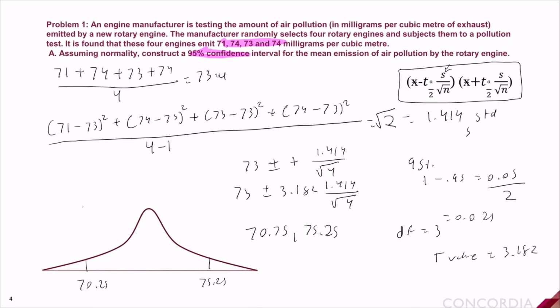Which simply means we are 95% sure that the true mean is between 70.75 and 75.25. Let us move on to problem 1b.